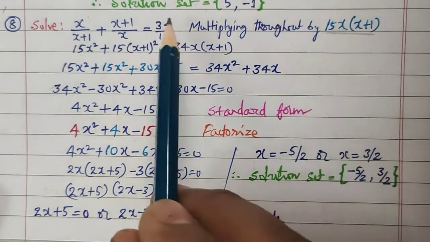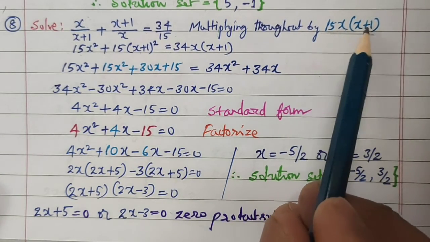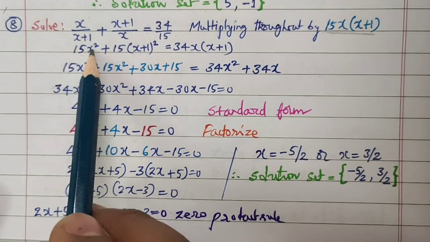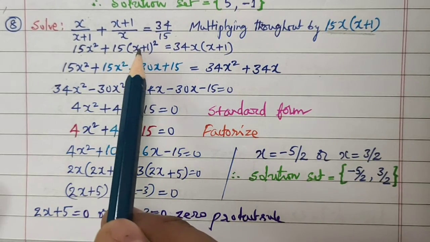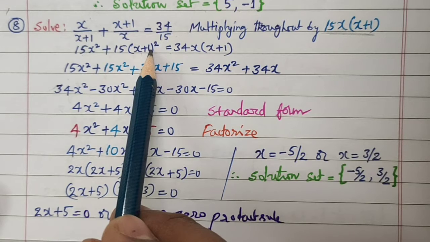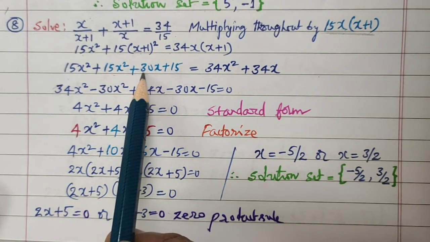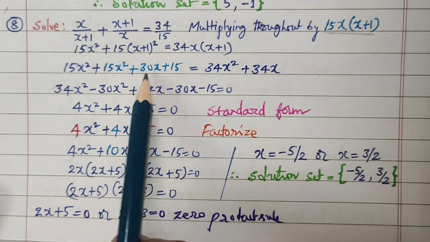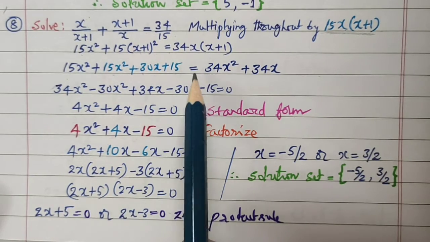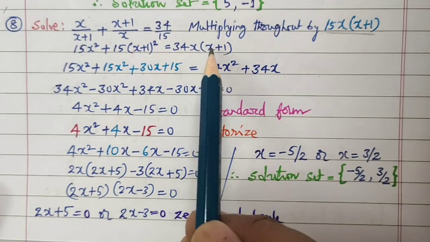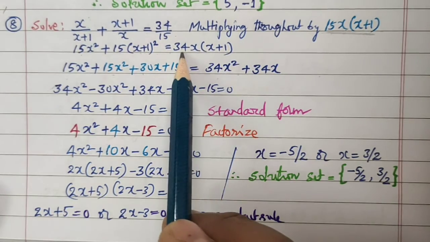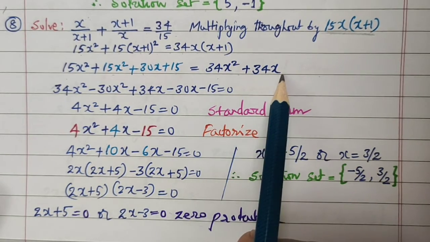then this 15 and this 15 got cancelled. 34 into x plus 1, multiply 15x square. Then (x plus 1) whole square is x square plus 2x plus 1, multiply with this: 15x square plus 15 into 2x, that is 30x, plus 15 into 1 is 15, that is equal to 34x into x, 34x square, 34x into 1 is 34x.